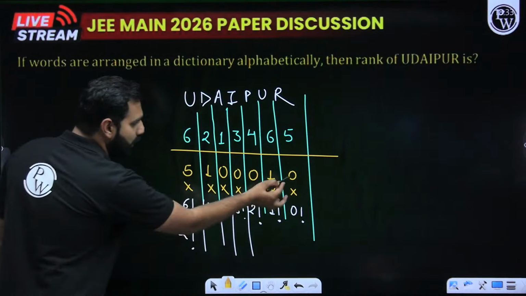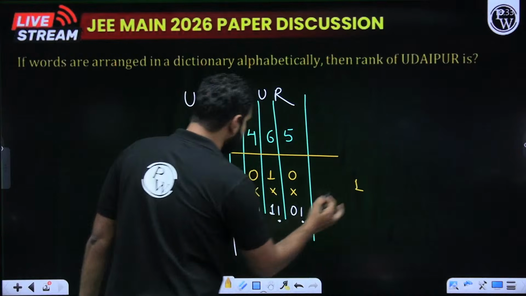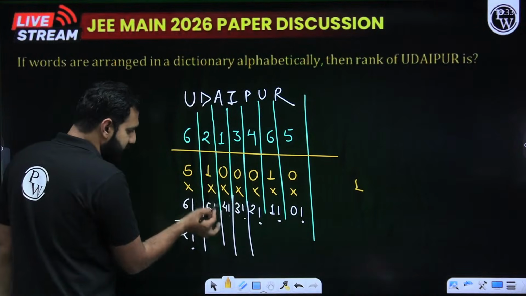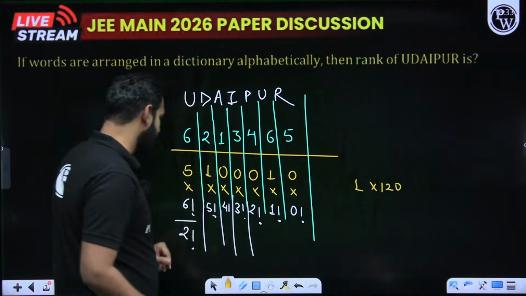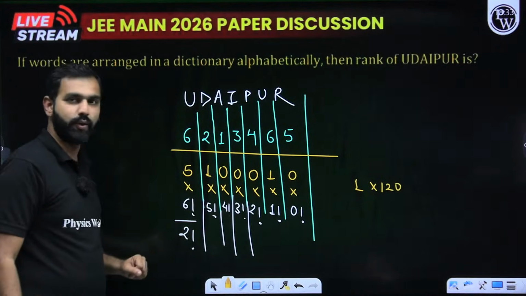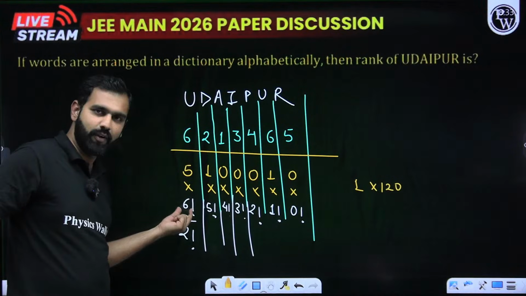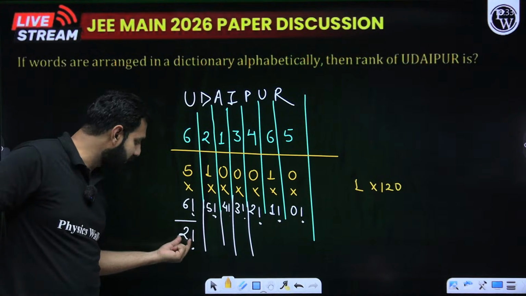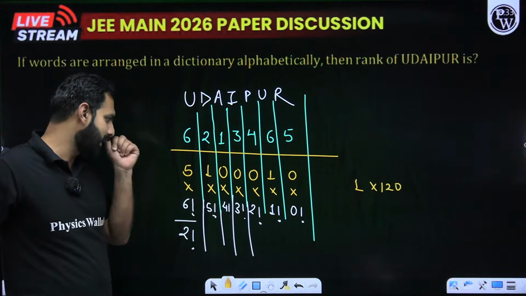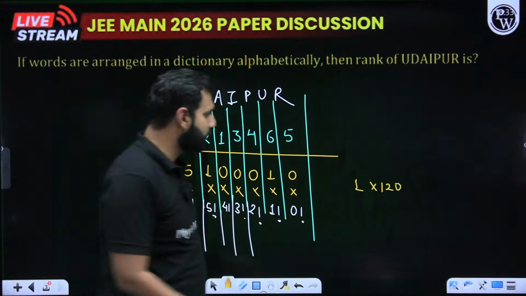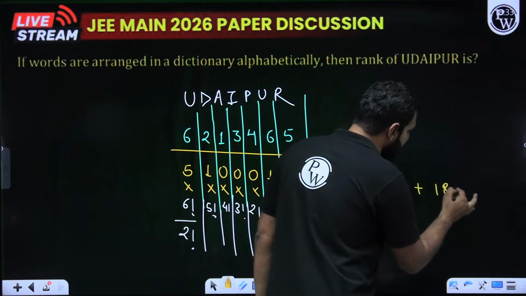Here, I need not do this. 1 into 1 is 1. Then this is 0, this is 0, this is 0. 5 factorial we all know is 120. So 120 into 1 is 1. Then you have 6 factorial by 2. We know 6 factorial is 720. 720 by 2 is 360. 360 into 5 should be 1800, I believe. So that will give me 1800.